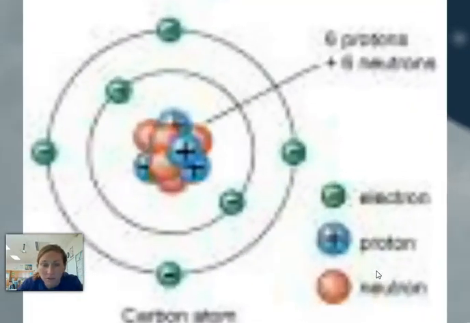Now, take a closer look at this picture. It's kind of fuzzy, but you can see that we have protons and neutrons in the nucleus. Obviously, protons are like charged particles, so you would expect them to repel. But the strong nuclear force is what's keeping them together and stable in the nucleus of an atom.